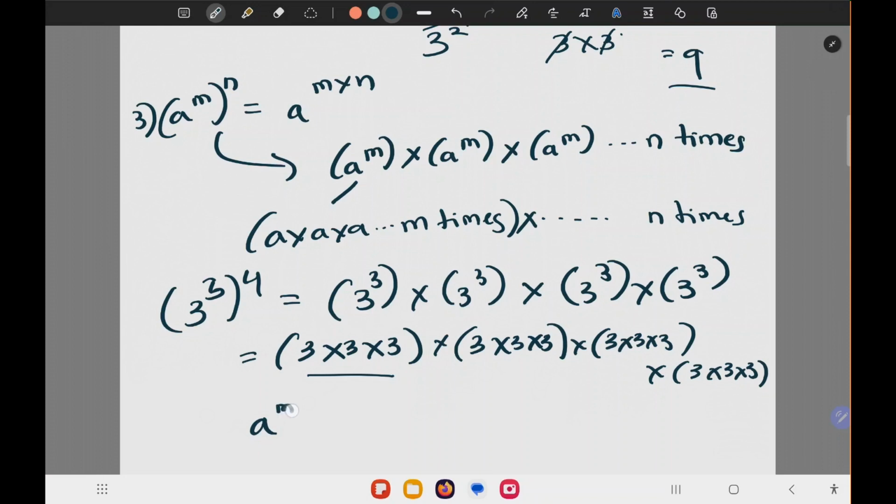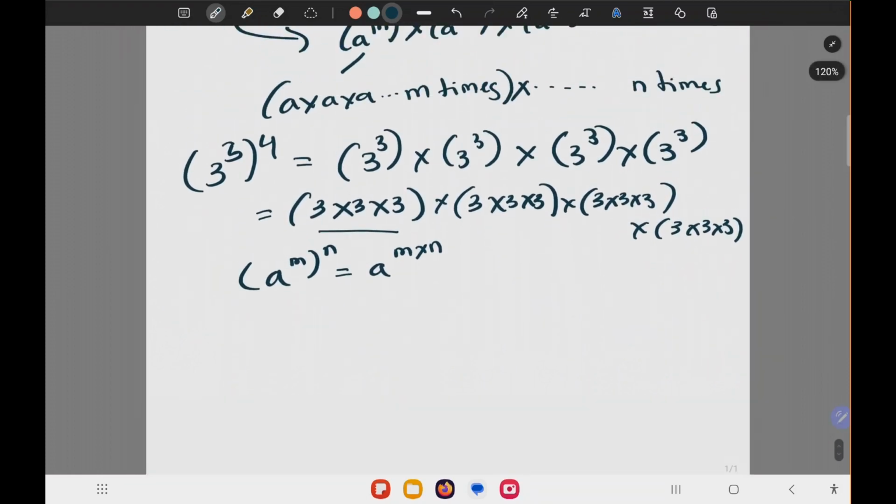So in general, a to the power m, to the power n is equal to a to the power m times n. So that's the third law.